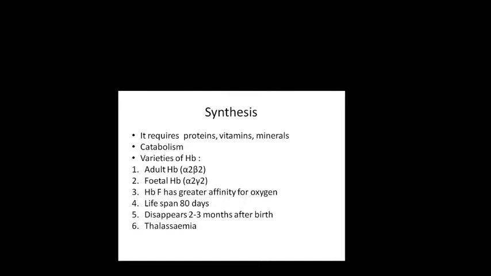So, by 6 months, if the fetal hemoglobin chains are not replaced by the adult hemoglobin, one should get a doubt that the child or the newborn is suffering from thalassemia. That thalassemia could be alpha thalassemia or beta thalassemia. If it is not replaced by alpha chains, it is called alpha thalassemia, or if it is not replaced by beta chains, it will lead to beta thalassemia.